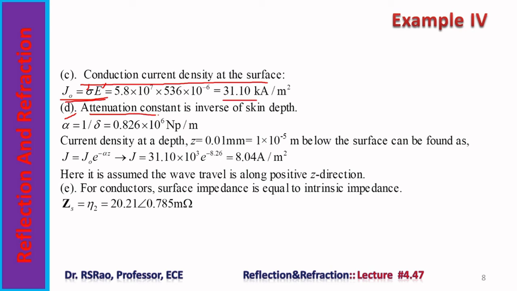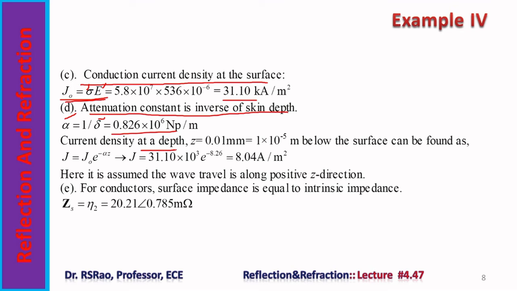The attenuation constant is the inverse of skin depth. We have already computed skin depth. Inverting it, we get 0.826 × 10^6 nepers per meter. One point to note is that the attenuation constant is very high, 10^6. It implies the wave cannot travel much distance in a conductor.